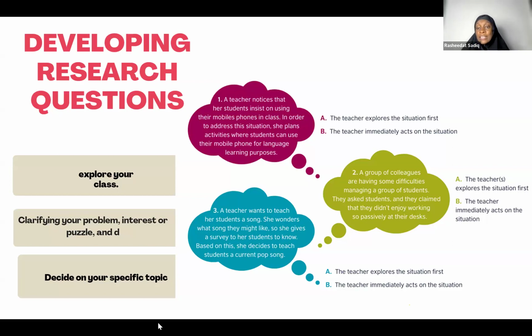The teachers decided to explore by asking the students. Okay, the last one for this page. A teacher wants to teach her students a song. She wonders what song they might like, so she gives a survey to her students to know. Based on this, she decides to teach students a current pop song. So did that teacher explore the situation first, or did she act immediately on the situation?